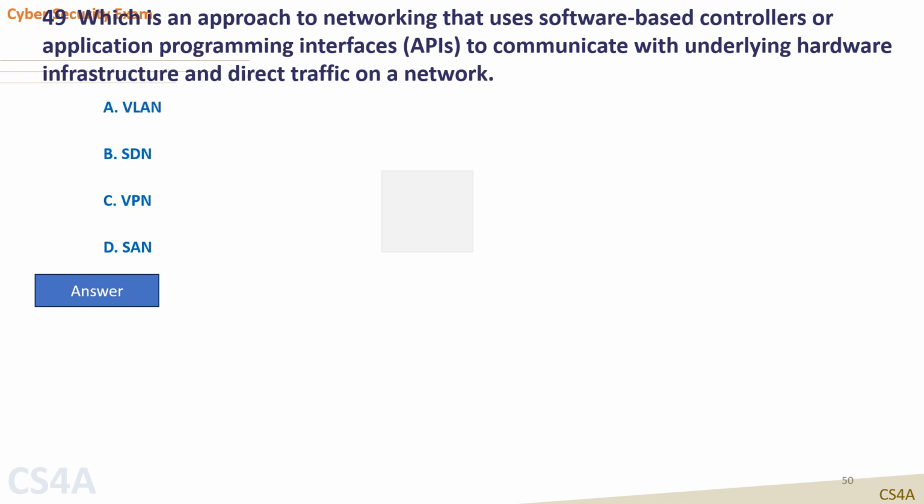So the correct answer is, the VLAN is not the answer. That is a virtual LAN. That is not it, as software-based controllers are not involved. VPN is also not the correct answer, since VPN is not used to control network traffic, and SAN, storage as a network, is also not related to software-based controllers. So the correct answer is SDN, software-defined network.